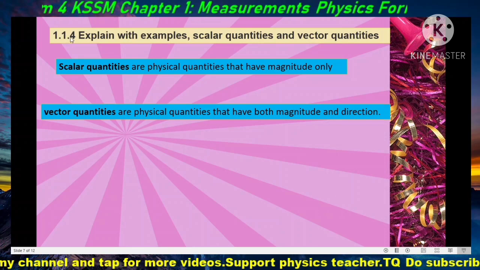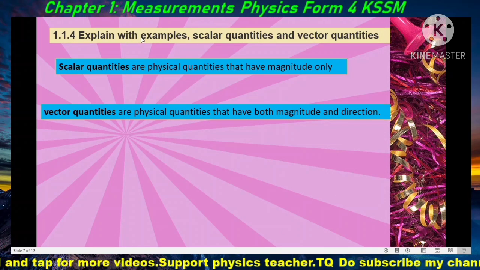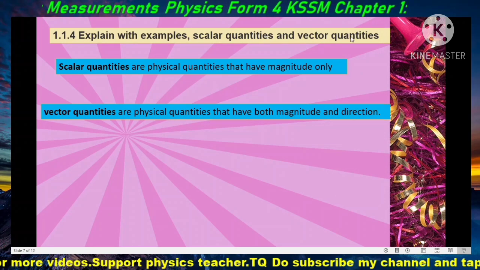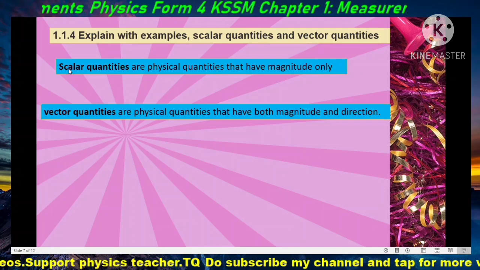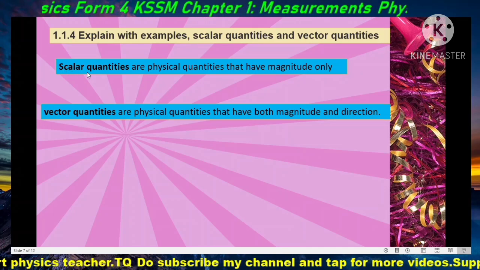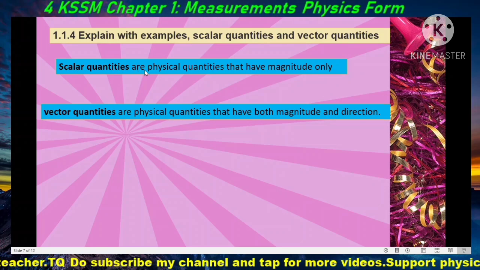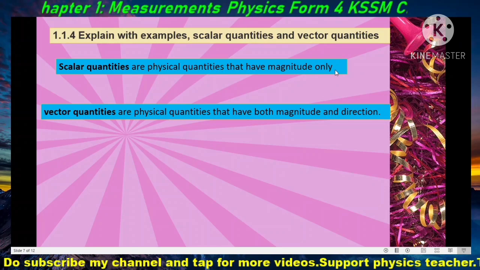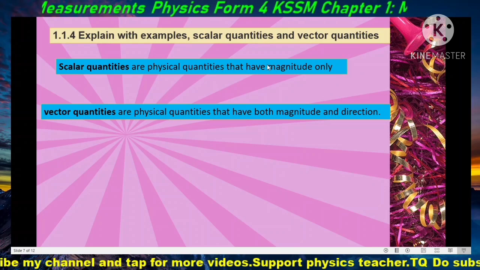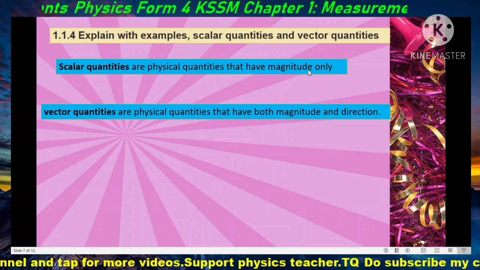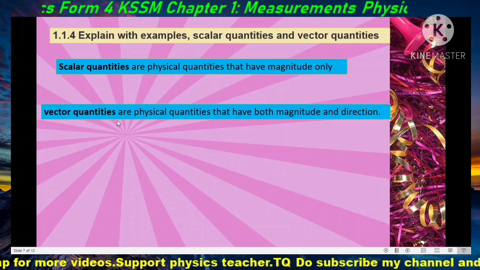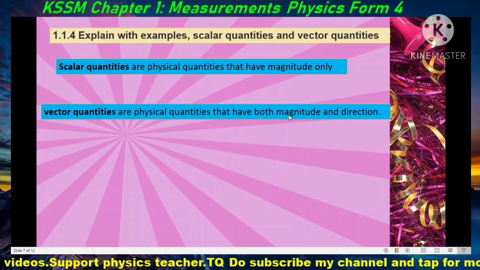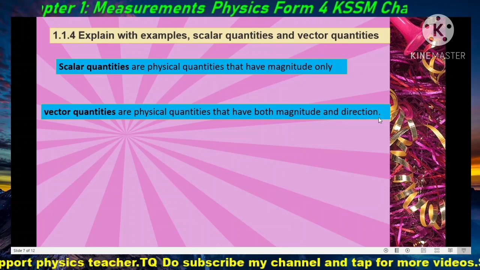Okay, the last learning standard: explain with examples scalar quantity and vector quantity. We look at the definition first. Scalar quantities are physical quantities that have magnitude only, meaning just stating its value. Vector quantities are physical quantities that have both magnitude and direction.